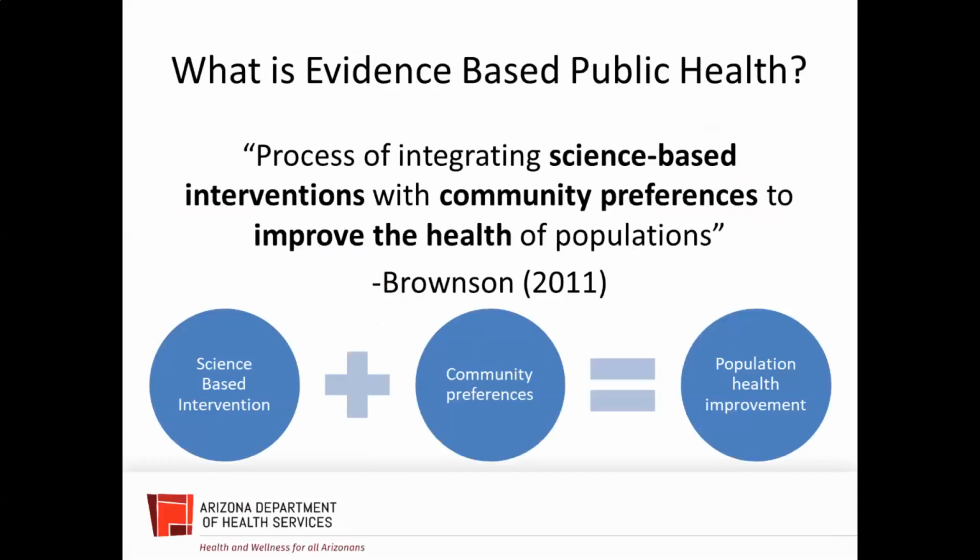So answering the question, what is evidence-based public health? Evidence-based public health is a process of integrating science-based interventions with community preferences to improve the health of populations. You see the equation below includes science-based interventions that have proven to work and to make a difference, and you add that with community preferences in the counties and communities that you represent, and that then equals population health improvement overall.